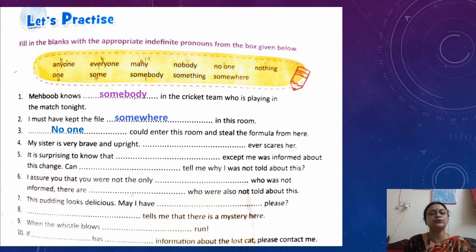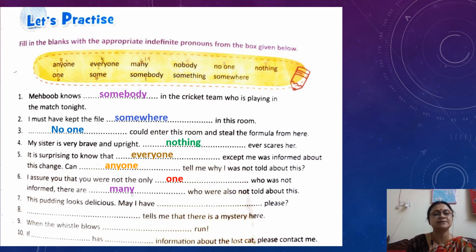Coming to question number 4, my sister is very brave and upright. Dash ever scares her. See the answer? Nothing ever scares her. Number 5. It is surprising to know that everyone except me was informed about this change. Can anyone tell me why I was not told about this? Number 6. I assure you that you were not the only one who was not informed. There are many who were also not told about this.